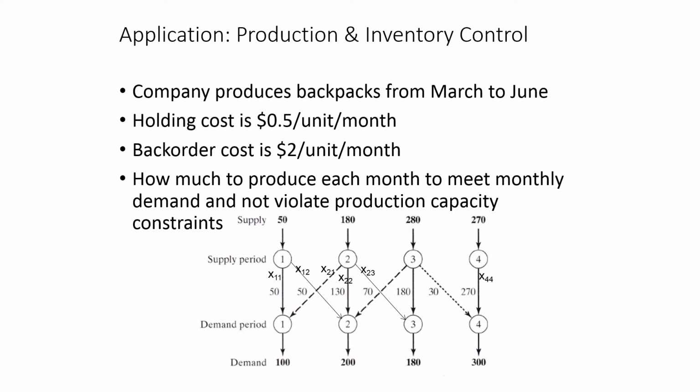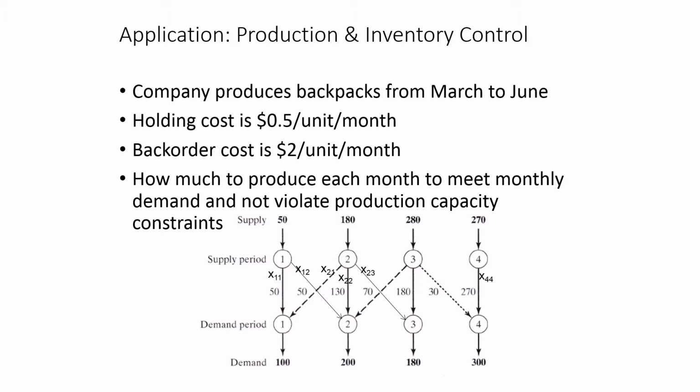We are going to look at two applications of the transportation problem. The first application is the production and inventory control problem. In this problem, let's assume that a company produces backpacks from March to June, and there's a holding cost. That means if they produce a backpack in a certain month and then sell it in the following month, then they would have to incur a holding cost of 50 cents per unit per month.